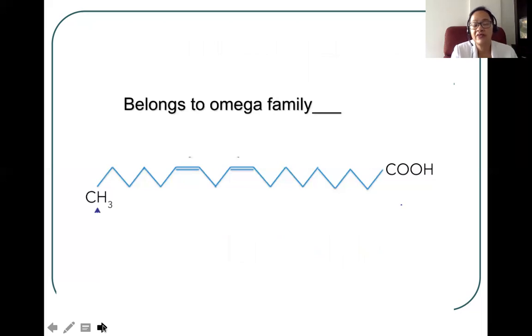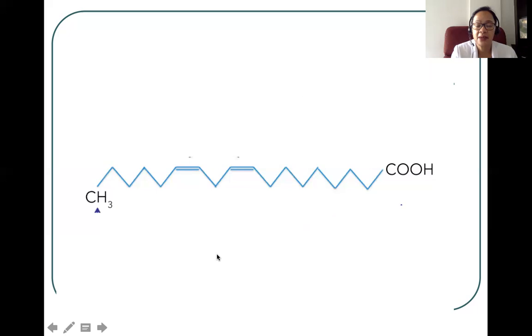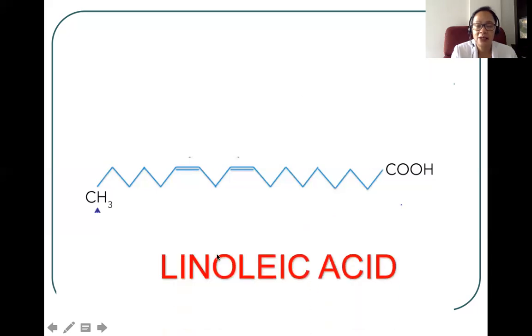So what omega family does it belong to? So 1, 2, 3, 4, 5, 6. So it is omega 6. So therefore, this is your linoleic acid.